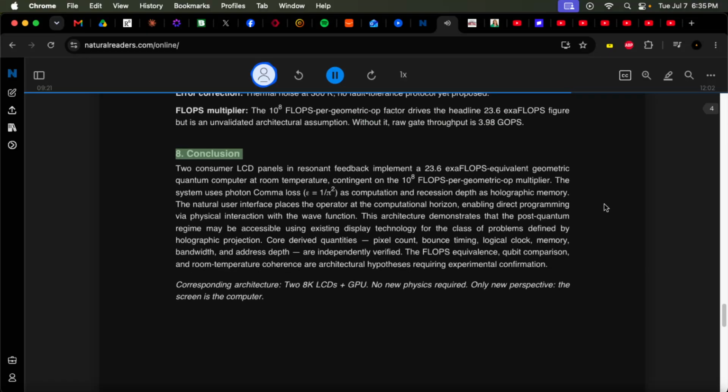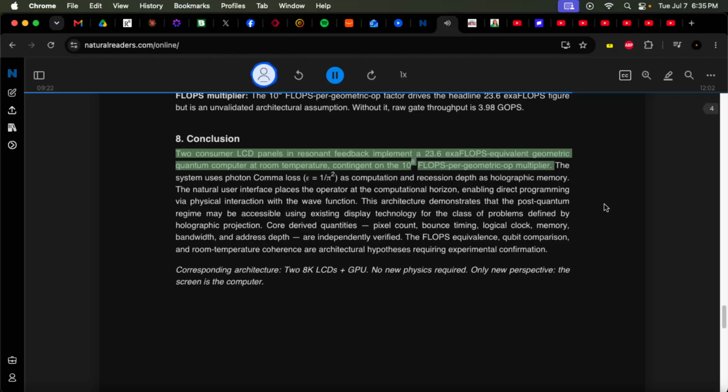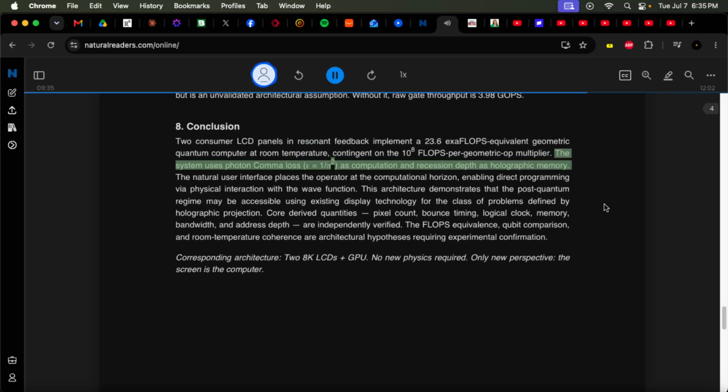8. Conclusion. 2 consumer LCD panels in resonant feedback implement a 23.6 exaflops equivalent geometric quantum computer at room temperature, contingent on the 10^8 flops per geometric op multiplier. The system uses photon gamma loss as computation and recession depth as holographic memory.